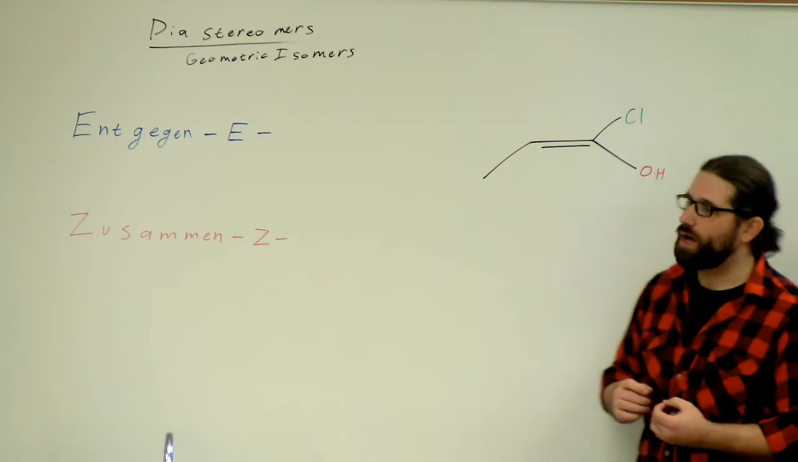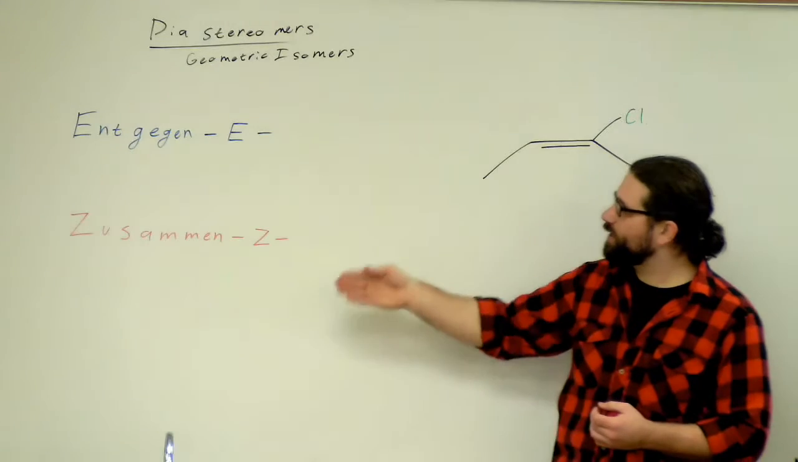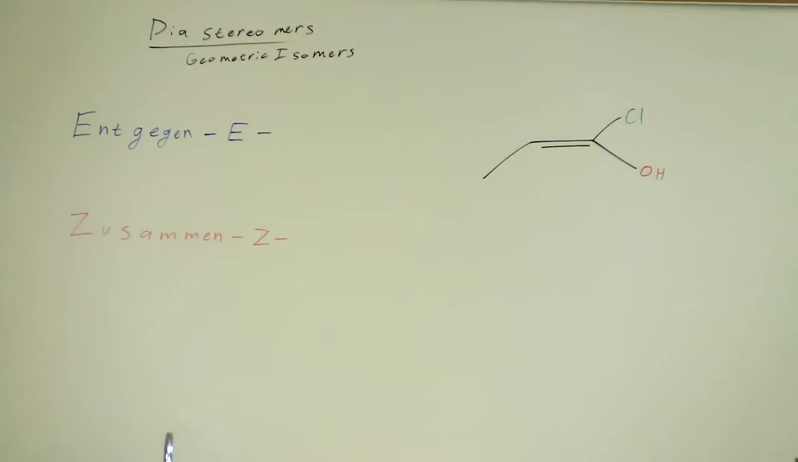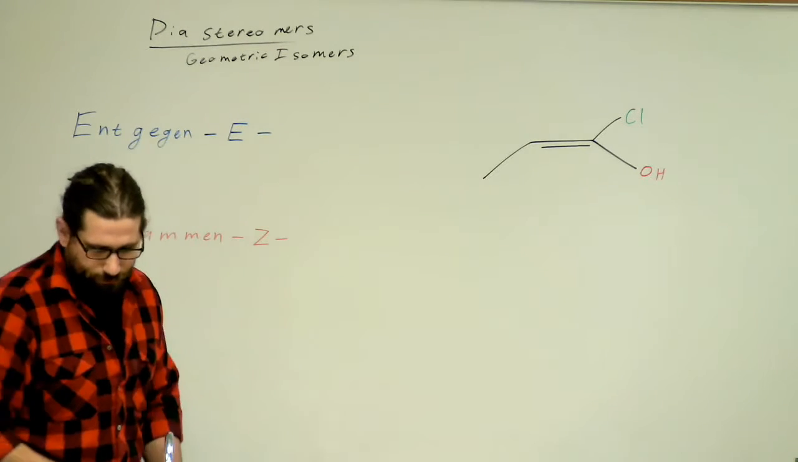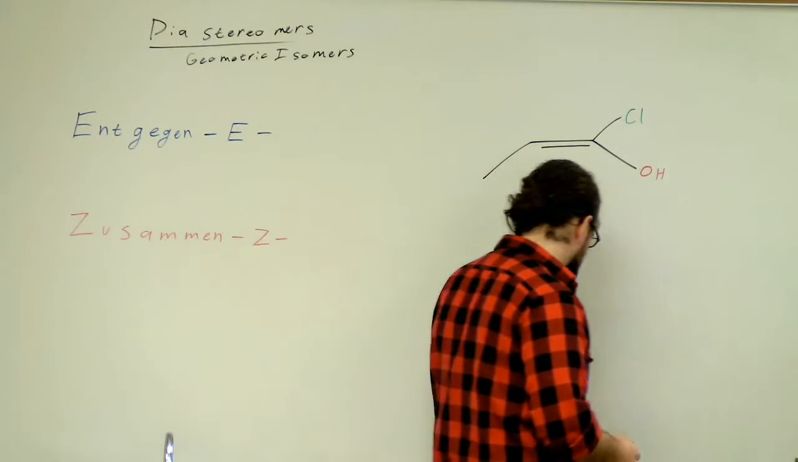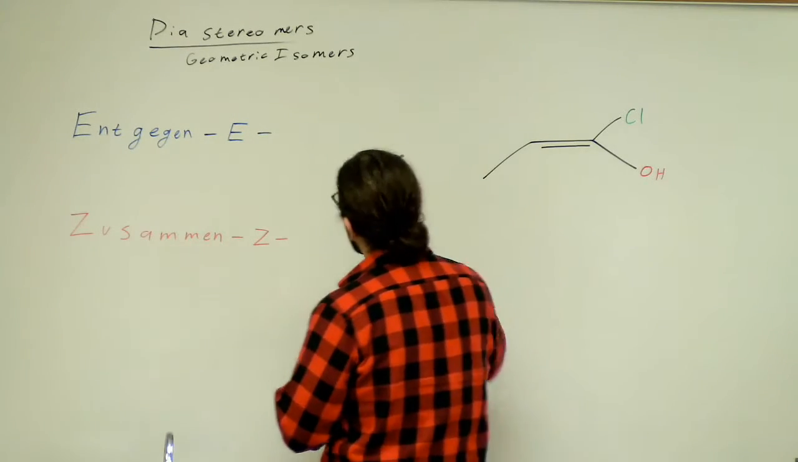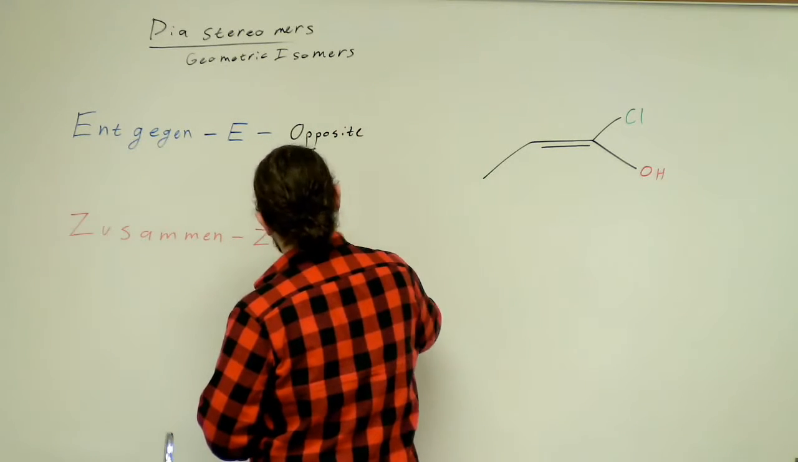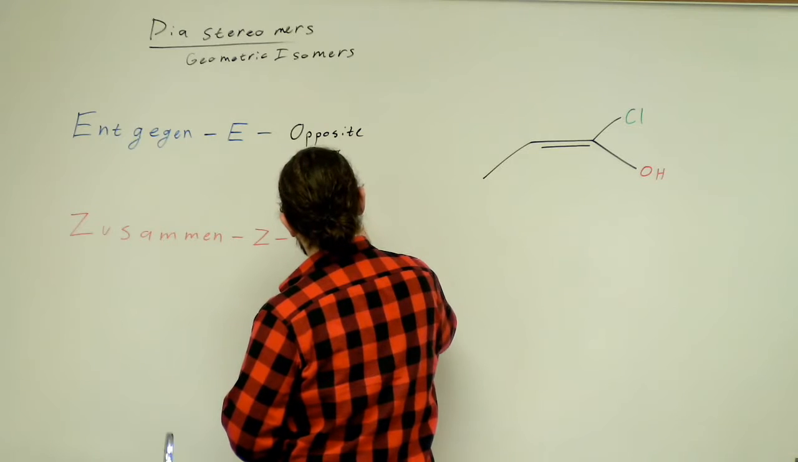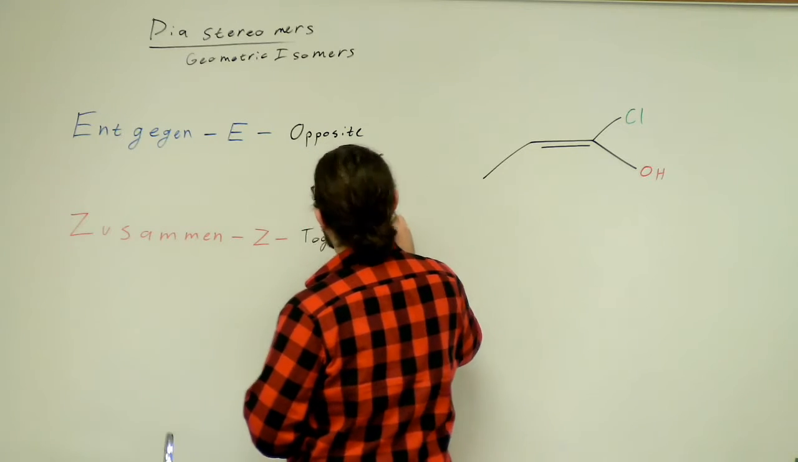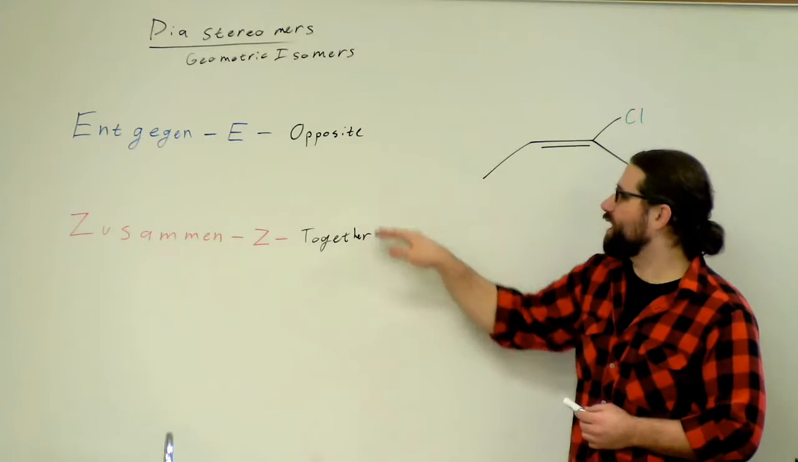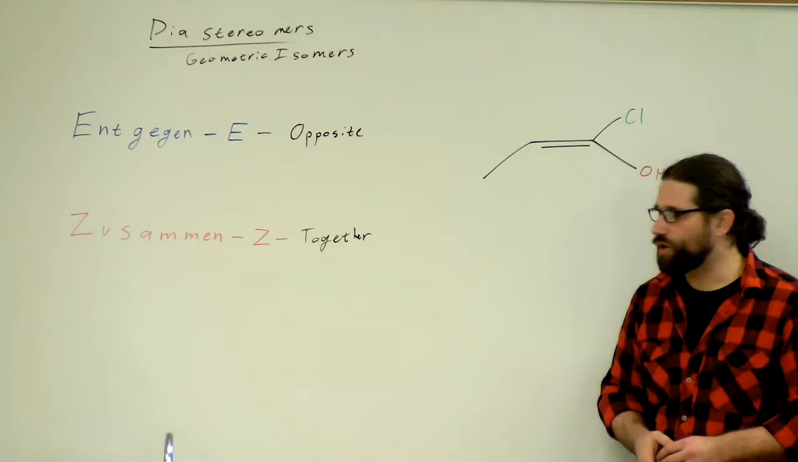This is going to be based on two German words, entgegen and zusammen. We call this the EZ notation because of that. Zusammen means together, entgegen means opposite. So here, entgegen, opposite, and zusammen is together. So we can see these kind of have a similar meaning to the cis and the trans.